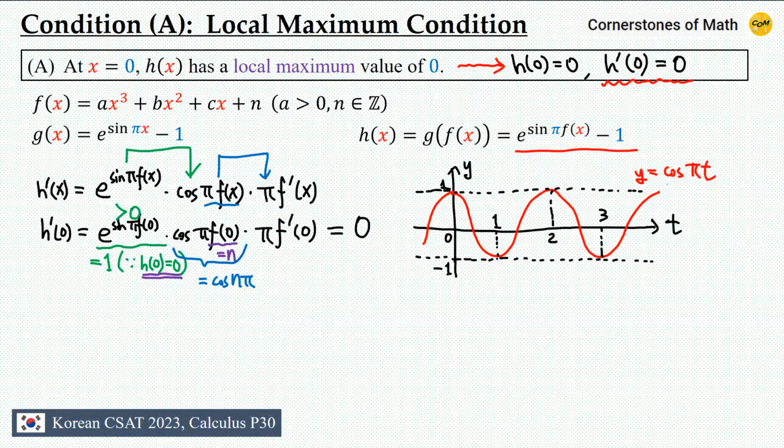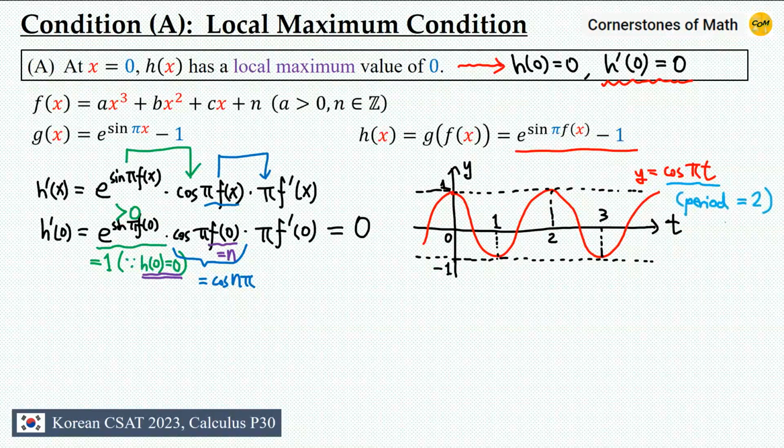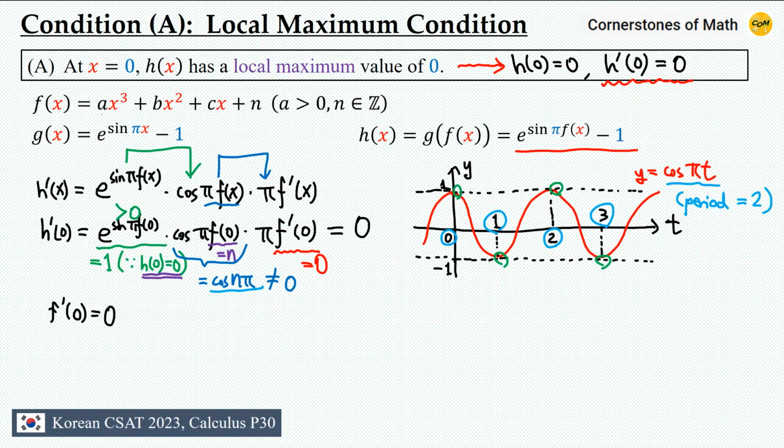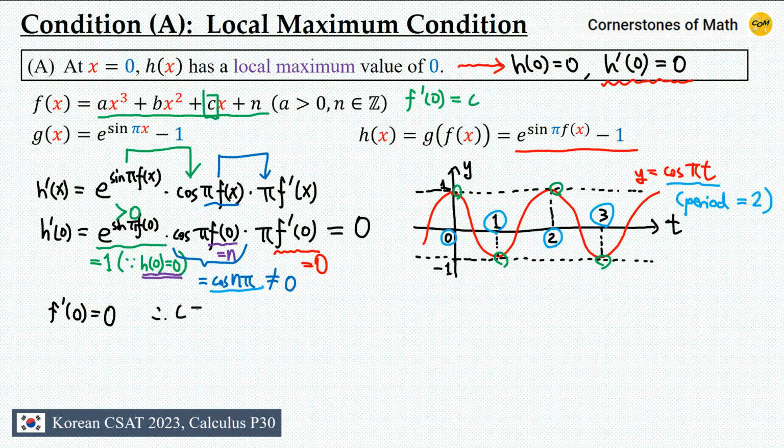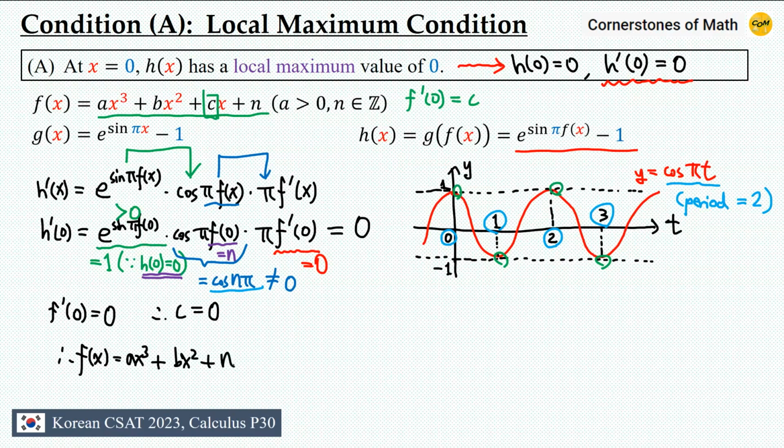And from this graph of y equals cosine pi t this time, which also has the period of 2, you can see that the value of cosine n pi is either 1 or minus 1. So this term also cannot be 0. Therefore, the only thing that can be 0 here is this f prime 0. Now from here, we know that this f prime 0 equals c, the coefficient of x. Therefore, we have c equals 0, so we have f(x) as ax cubed plus bx squared plus n.